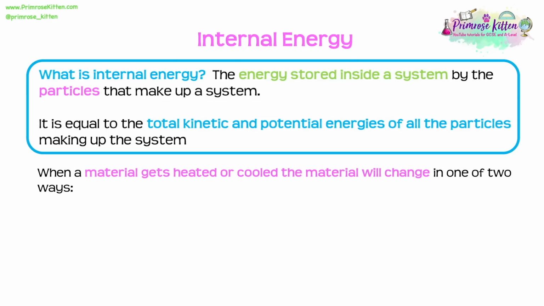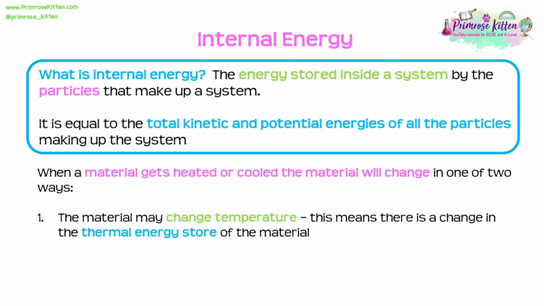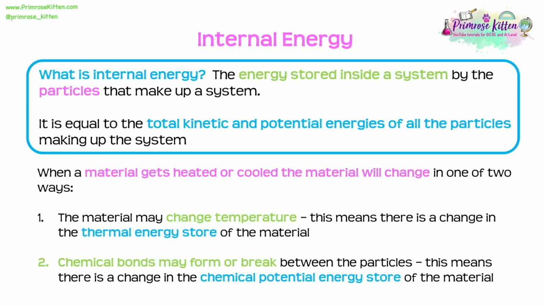If we have a material and that material gets heated or cooled, the material would change in one of two ways. The first change is that that material might change temperature. And this means that there's a change in the thermal energy store of the material. So if you've heated up this material, it will increase in temperature because it has gained thermal energy. The second change that we might see is that chemical bonds may form or they may break between the particles. This means that there's a change in the chemical potential energy store of the material.